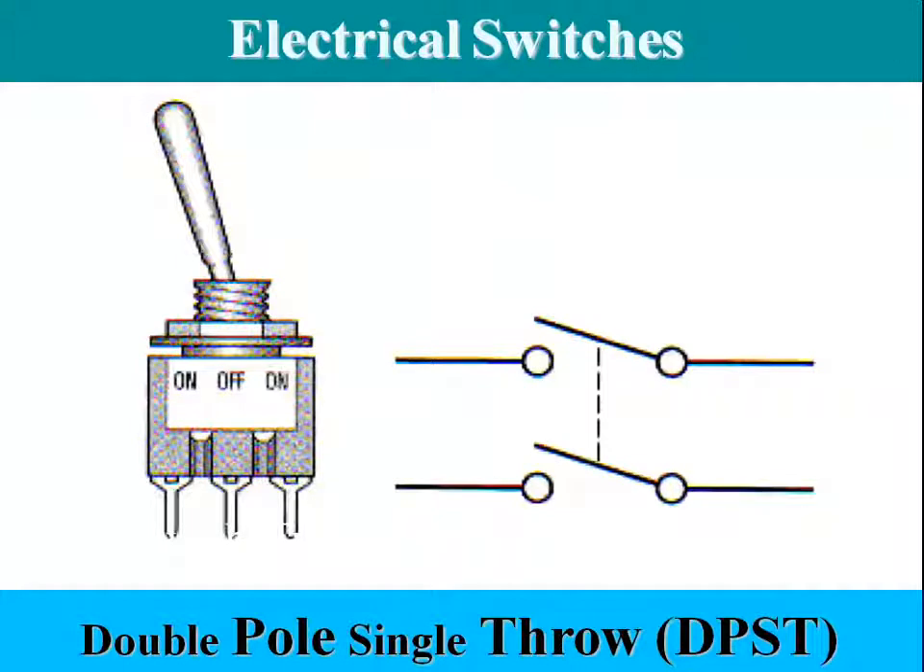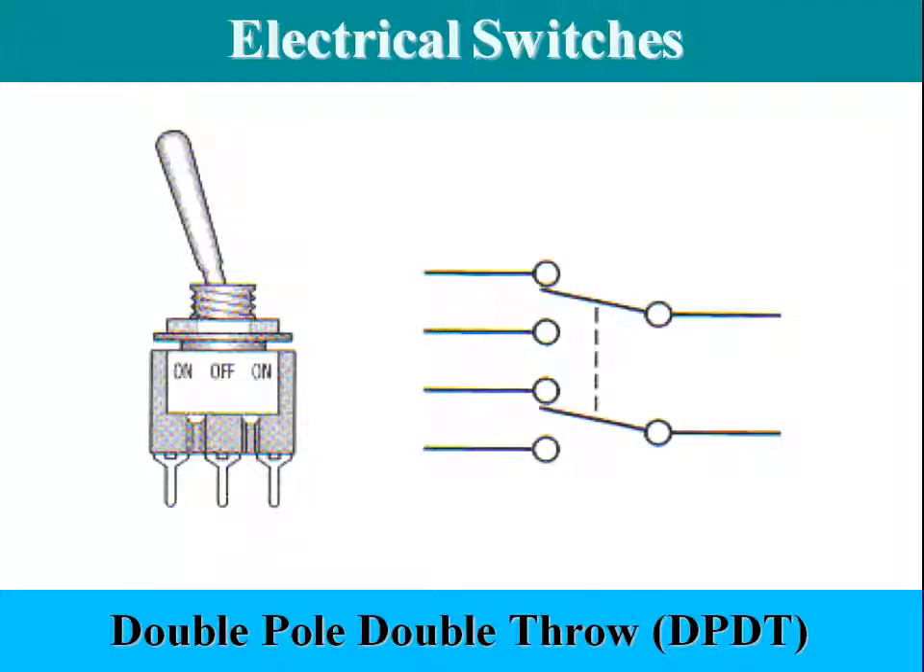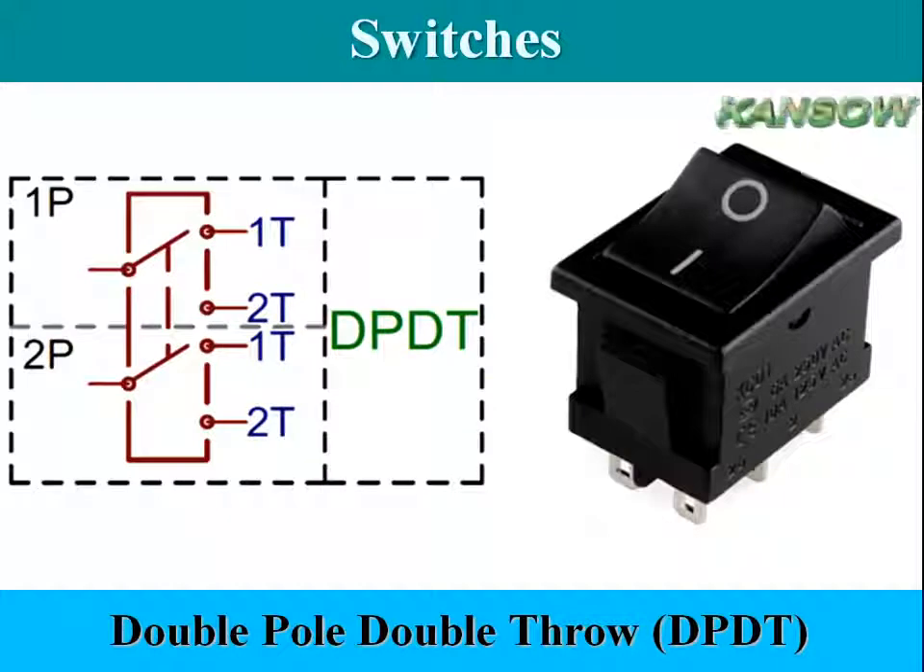DPST switch: a double pole single throw switch is a pair of SPST switches that operate together, both are open or closed at the same time. DPDT switch: a double pole double throw switch is a pair of SPDT switches that operate together. Switching the DPDT switch controls two circuits.